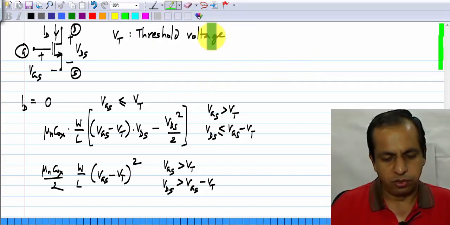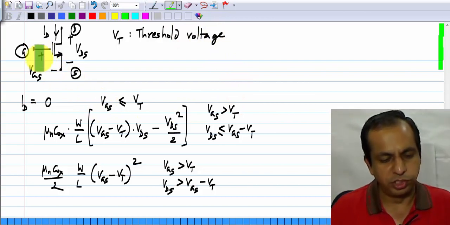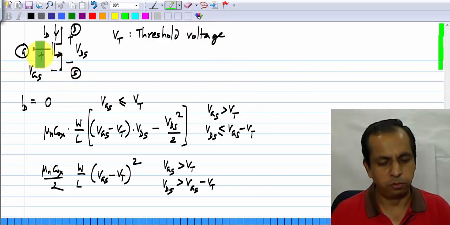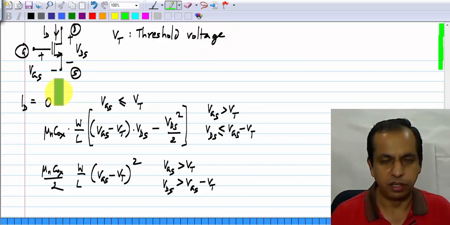Now you can see why it is called the threshold voltage. If the gate source voltage, which is the primary control, this is port 1, right? Primary control for the transistor. If it is less than this threshold voltage, you can say that the transistor is off, the current is 0.